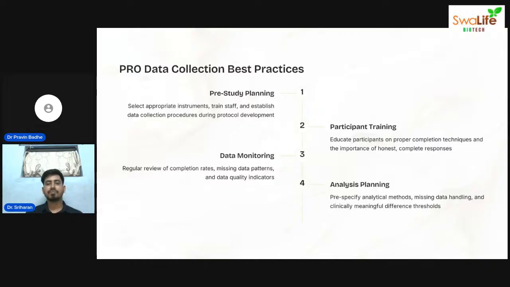And afterwards, data monitoring. After collecting the data, we monitor for any missing data or any issues related to the PRO instrument. And after data monitoring, we analyze what the data gave and what the patient outcomes are through this instrument. We need an analysis plan, and this analysis plan is also used for handling the missing data.